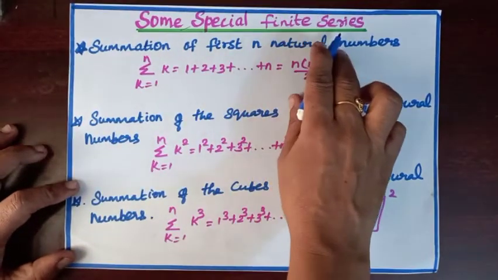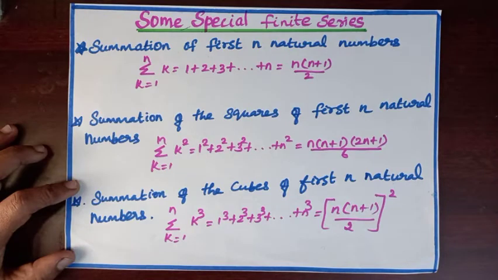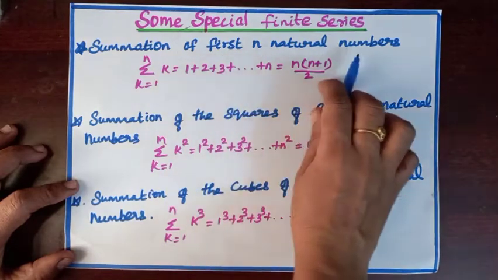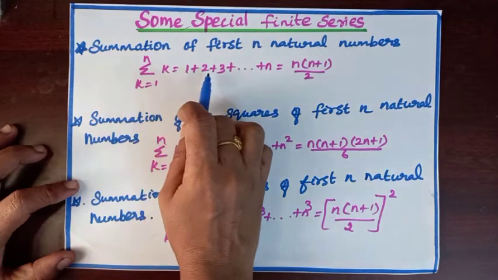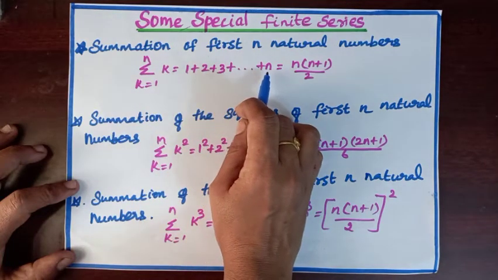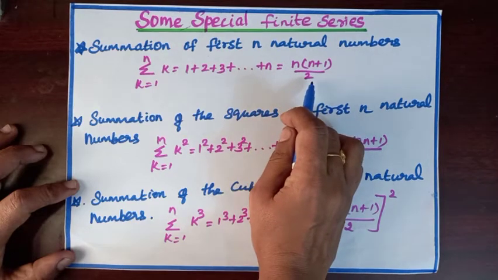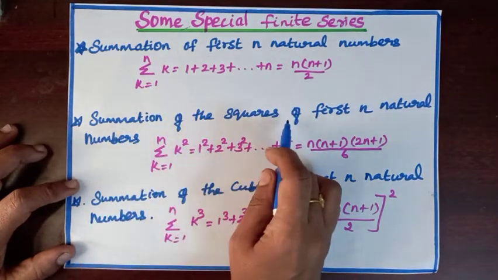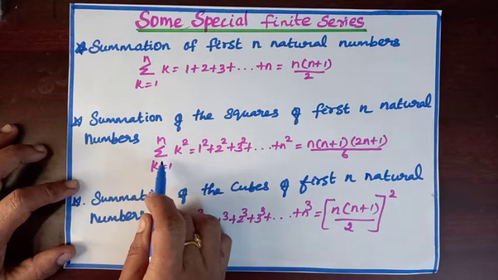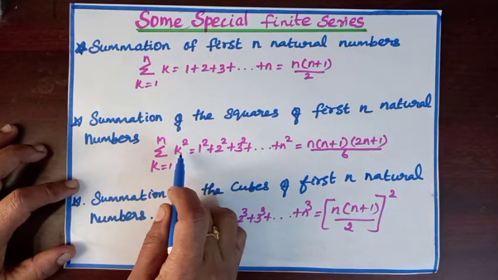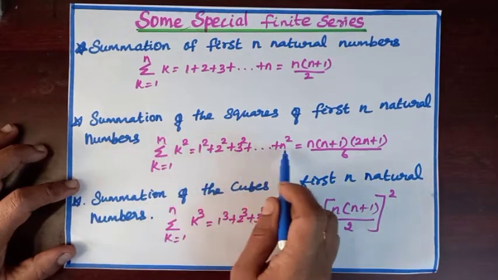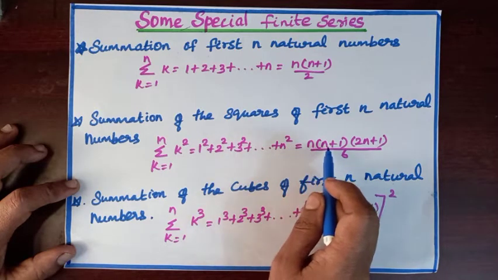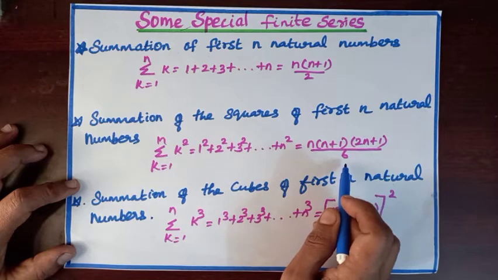Some special finite series. Already you have learned these series in 10th grade; we just recall them. Summation of the first n natural numbers: summation of k equal to 1 to n, k, is 1 plus 2 plus 3 plus dot dot plus n, which is equal to n into n plus 1 by 2. Summation of the squares of the first n natural numbers: summation of k equal to 1 to n, k square, equals 1 square plus 2 square plus 3 square plus dot dot plus n square, which is equal to n into n plus 1 into 2n plus 1 by 6.